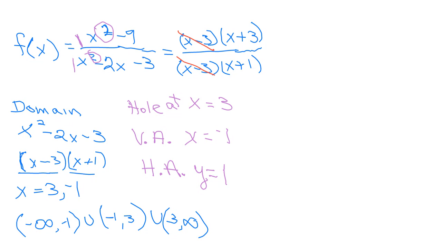We could find the y-intercept. To find the y-intercept, you let x equal 0, which means looking at the factored form after we've divided out, we have 0 plus 3 over 0 plus 1, which means our y-intercept is at 0, 3. 3 over 1 is 3.